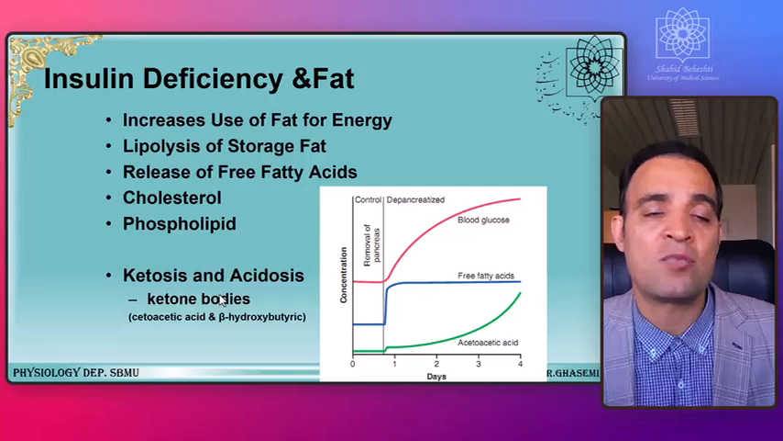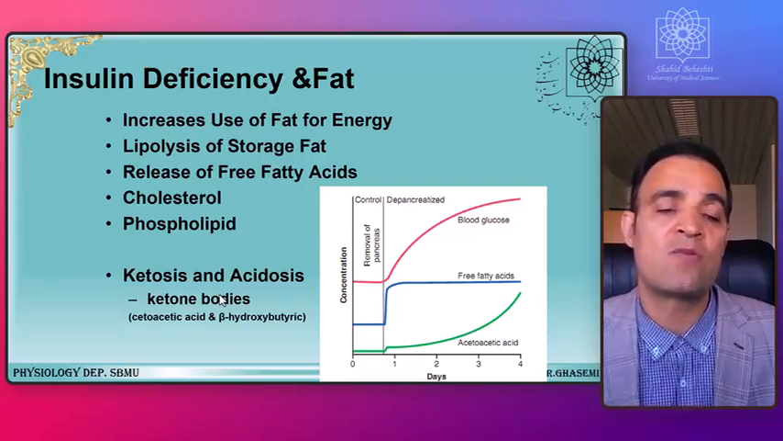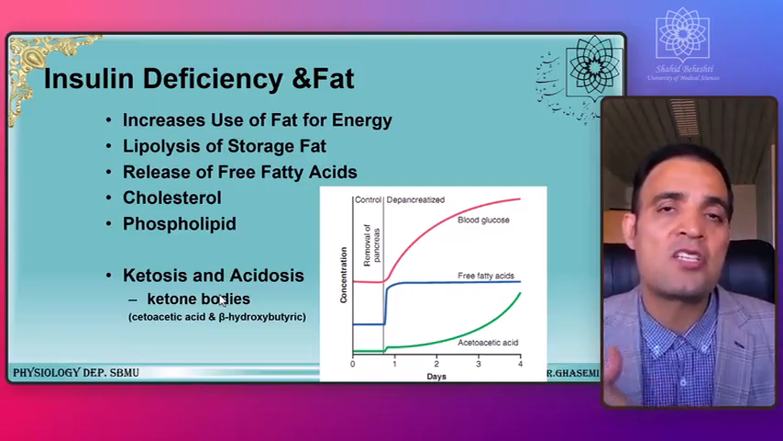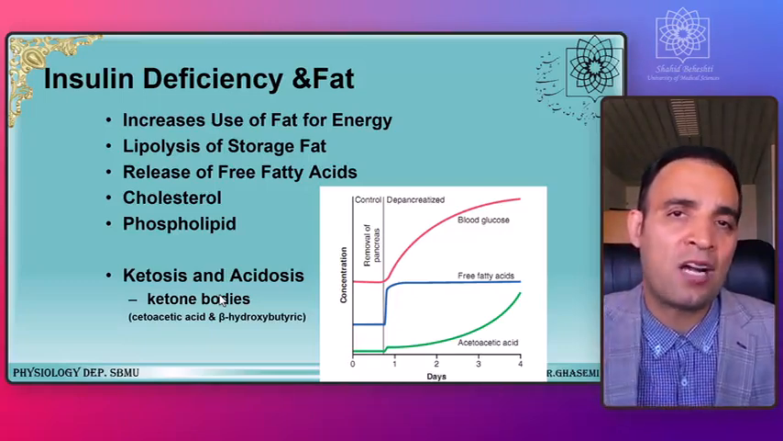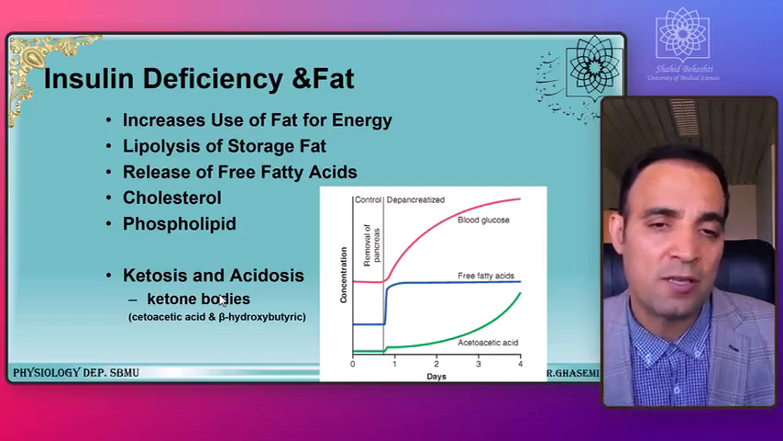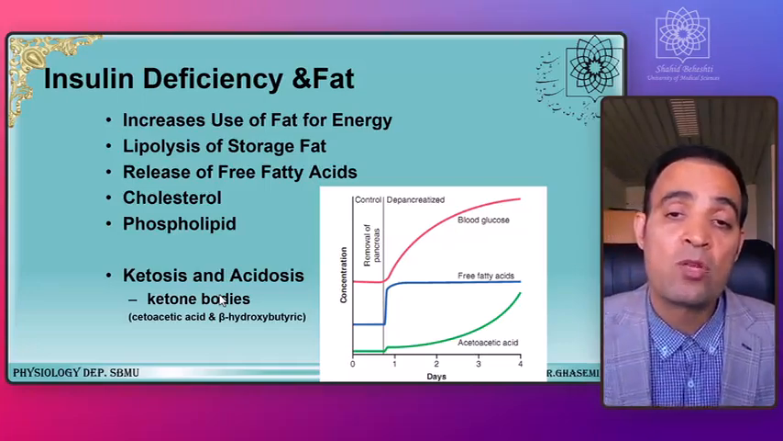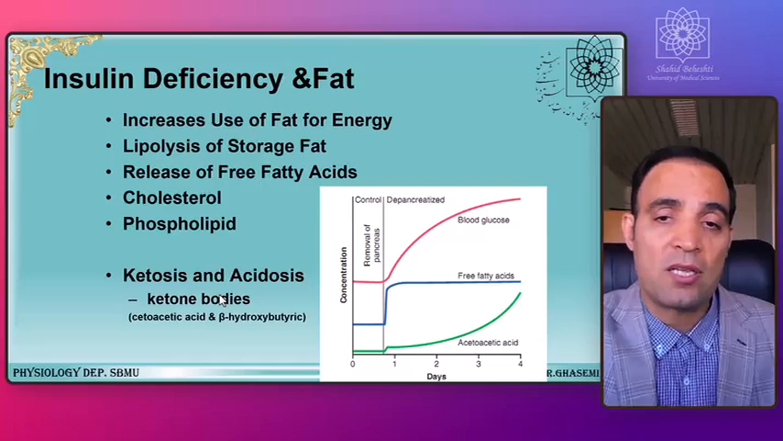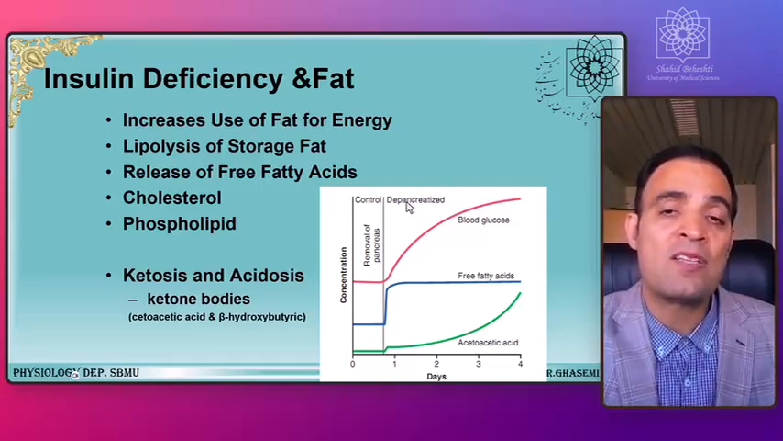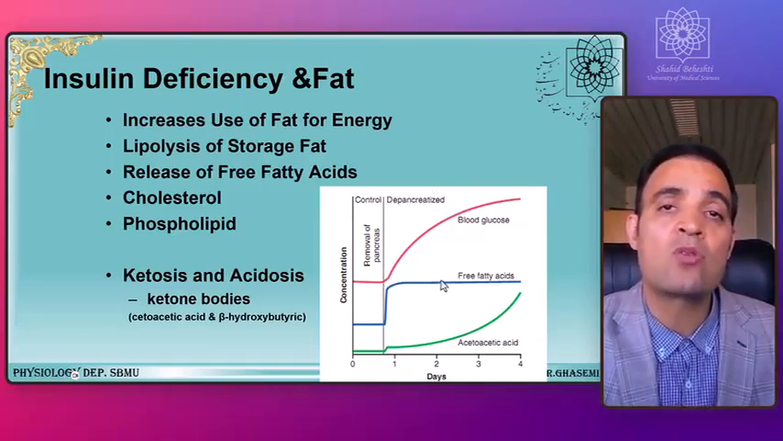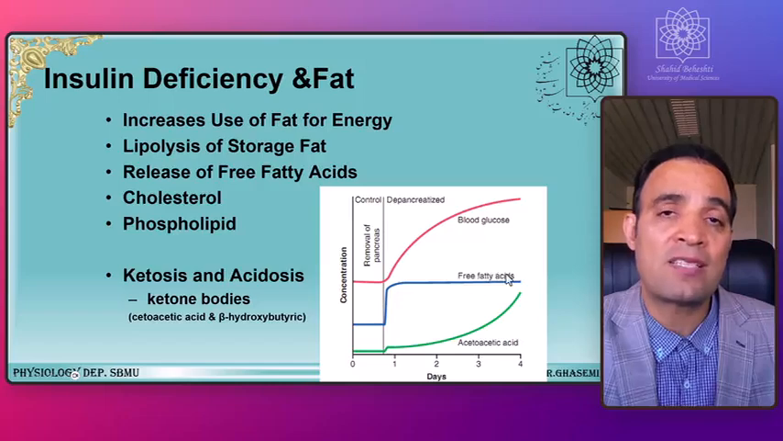Fatty acid will be released into the blood, cholesterol will increase, phospholipid will increase, and therefore we have metabolic signs of increased lipid profile in diabetic patients. And sometimes this may cause acidosis, ketosis, and even to a level that is dangerous for the body. This shows how much the absence of insulin will increase the blood glucose. At the same time, it also increases the free fatty acid levels.